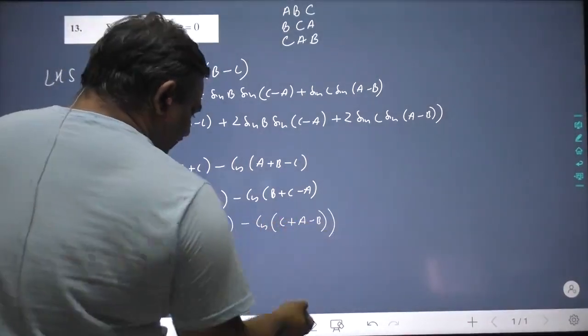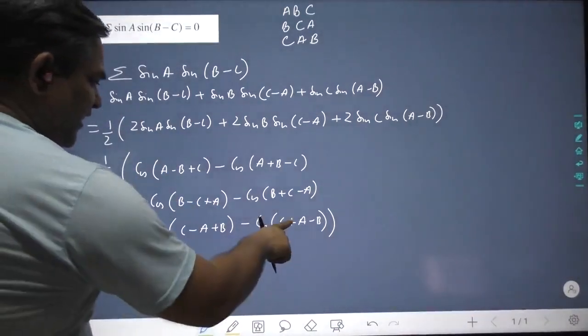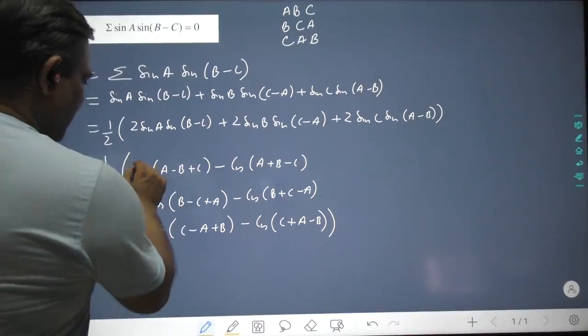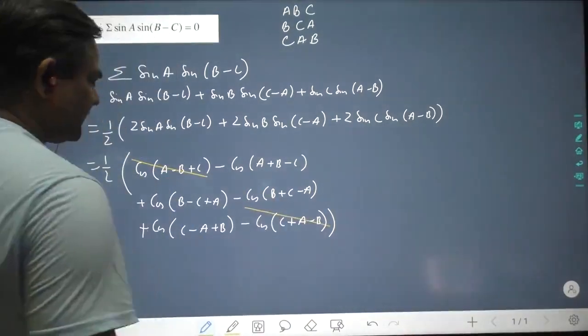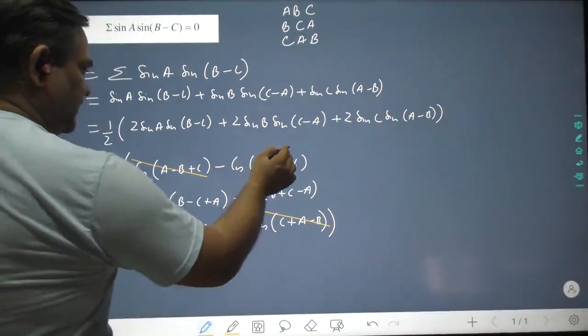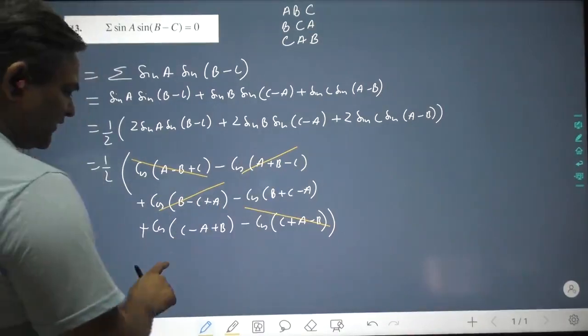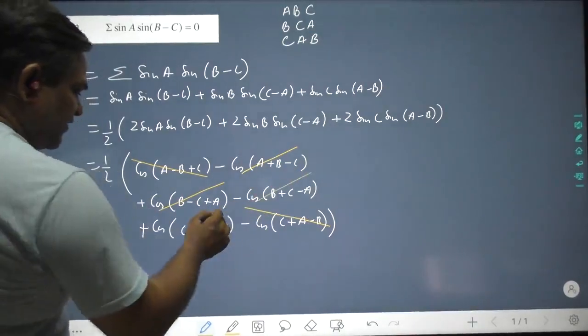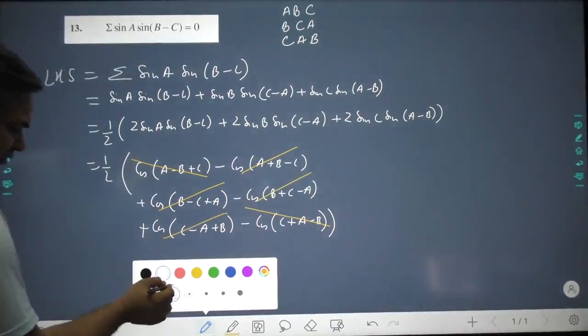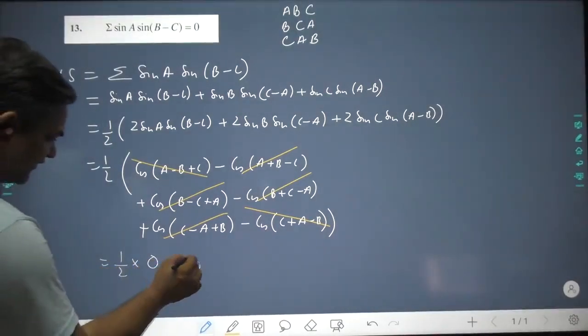Now let us see whether some things are getting cancelled or not. A minus B plus C, A minus B plus C. So this gets cancelled with this. Then A plus B minus C, A plus B minus C. This gets cancelled with this. B plus C minus A, B plus C minus A. So what you are going to get is half into 0, which is 0.